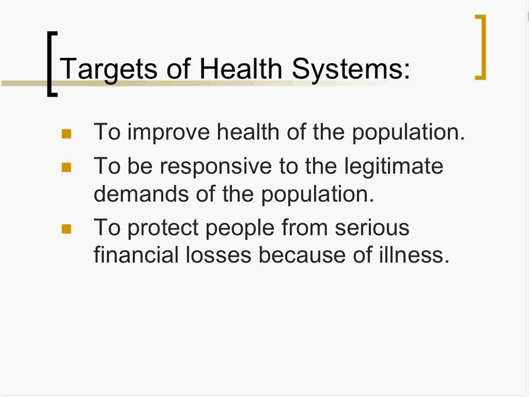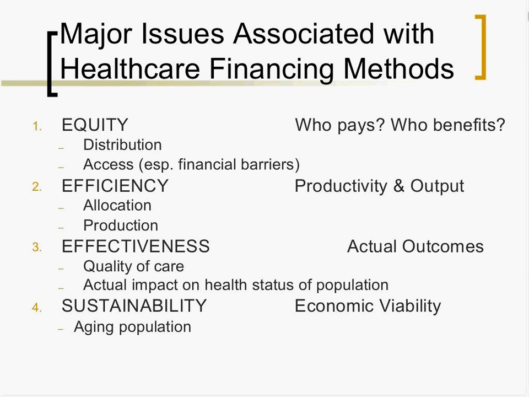Either through a tax-financed system where everybody contributes based on their income, or through an insurance system where everybody contributes through insurance premiums, but only people who need it actually use and benefit from the system. And the premiums are common across individuals, risk pooling across individuals.